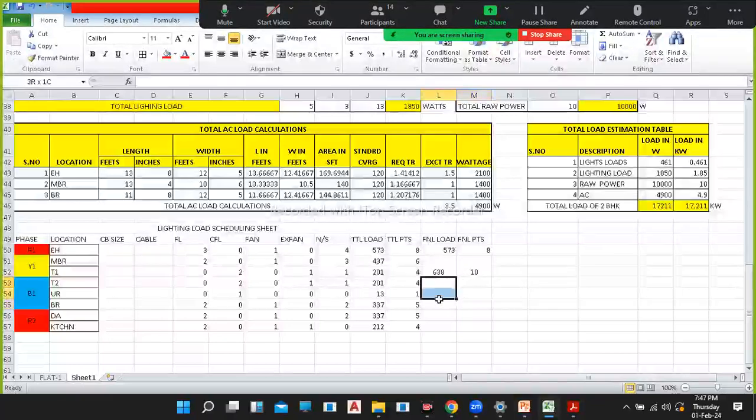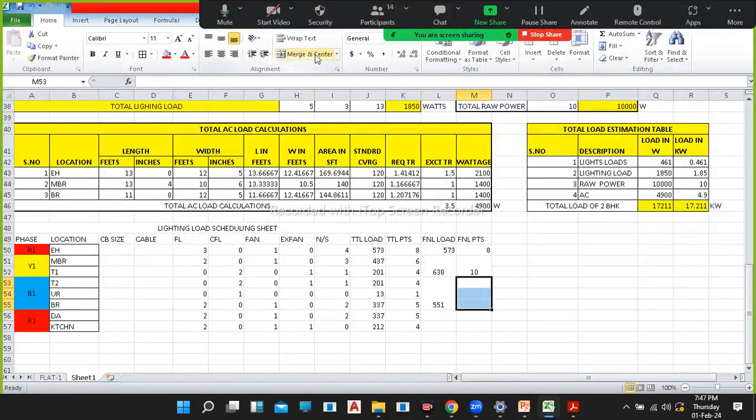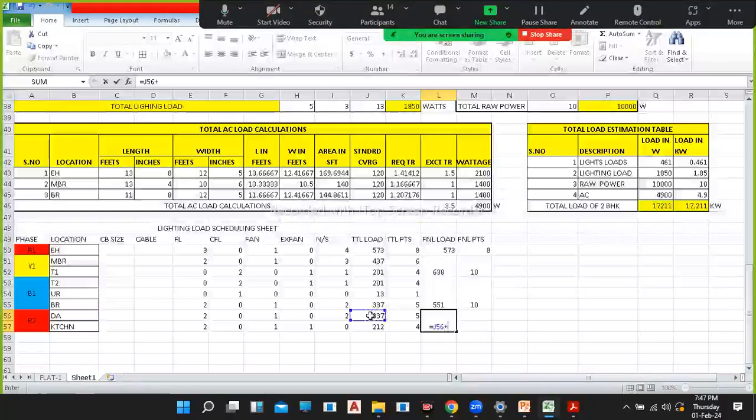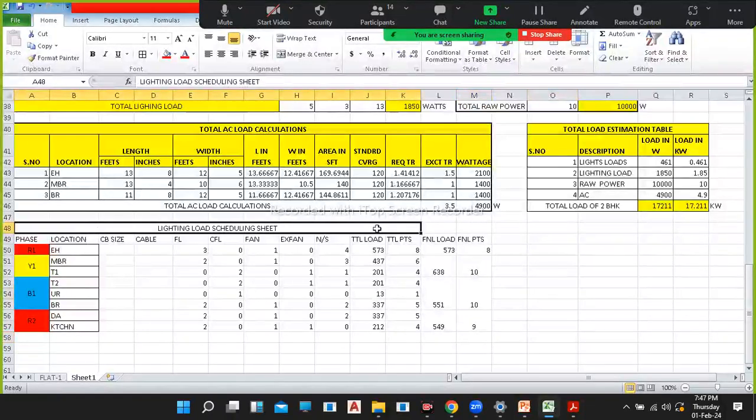Okay, now coming to these three things, they are merged now. So that is equal to 201 plus 13 plus 337, which is 551. And coming to the points, that is equal to 4 plus 1 plus 5, which is 10 points. And here, that is equal to 337 plus 212, and the points are 5 plus 4, 9. So that is equal to 5 plus 4.